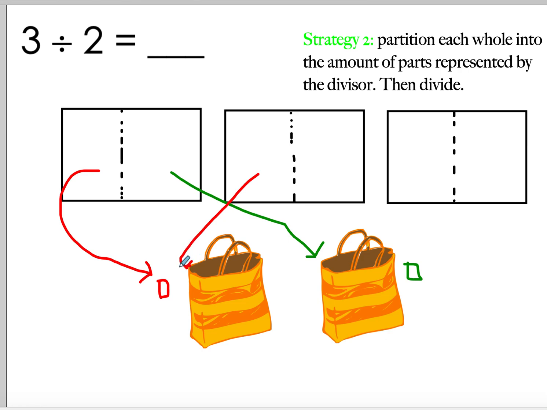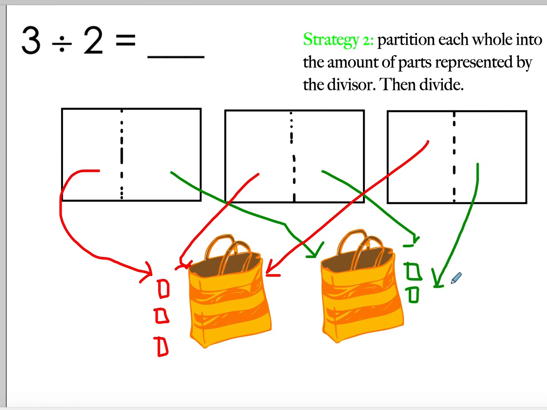This half goes in this group. This half goes in this group. This half goes in this group. And this half goes in this group. And I can see that in each group, I have 3 halves. 3 halves in this group and 3 halves in this group. So I can write 3 divided by 2 as 3 halves.